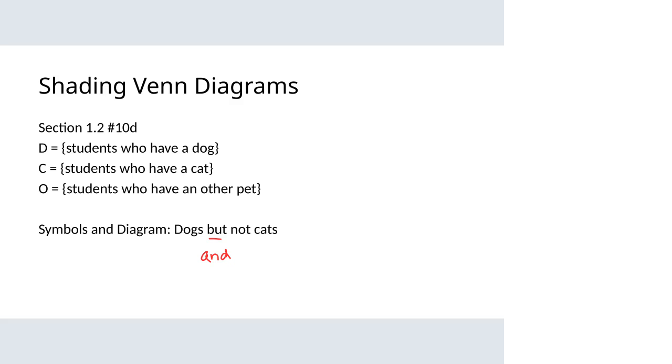Dogs and not cats. And so when I want to put this in symbols, I would say dogs and not cats. "Not" clues us in that we're going to need to use complement, because that's how we say no cats. Cats is C, no cats is C complement. And then if we wanted to draw this in a diagram, D intersect C complement, I'll give myself room to make two this time.